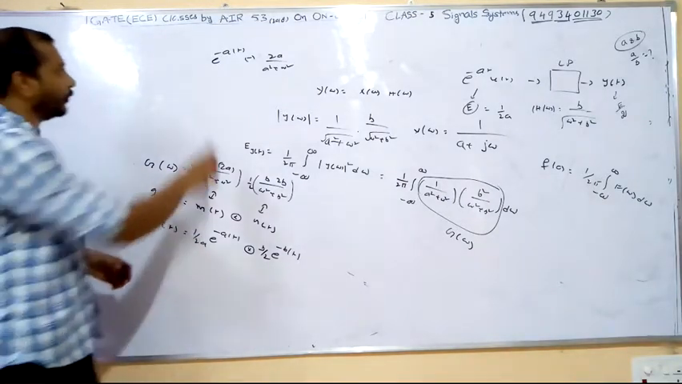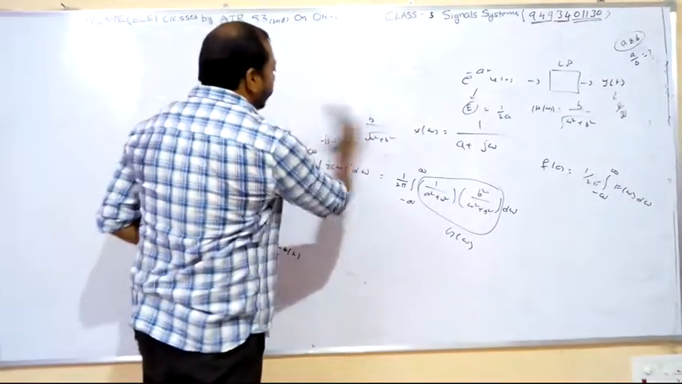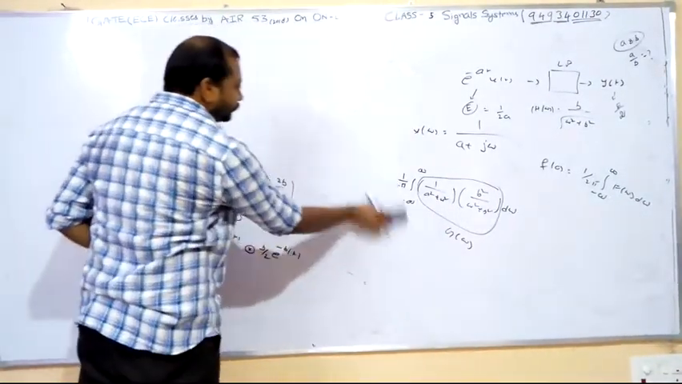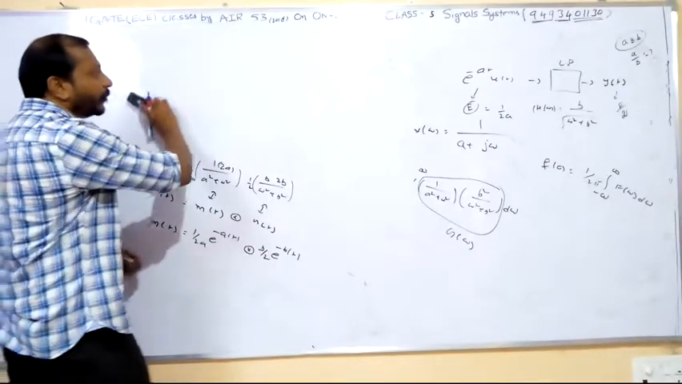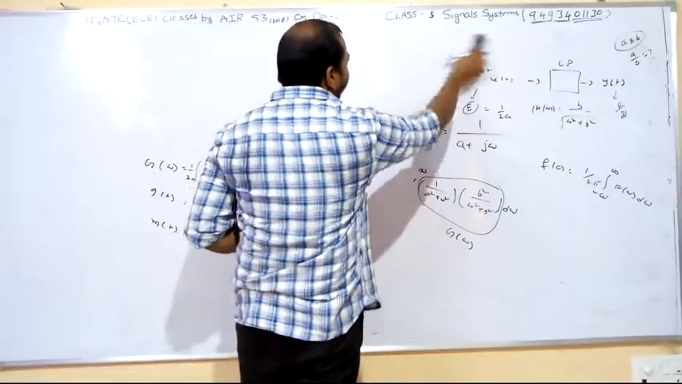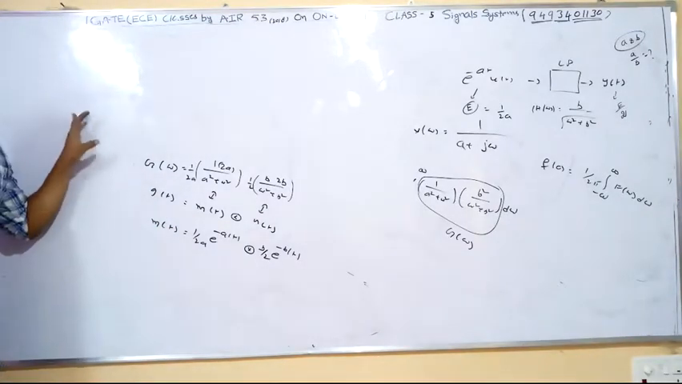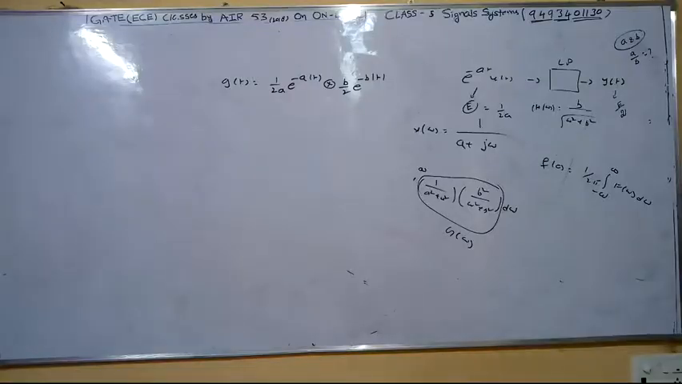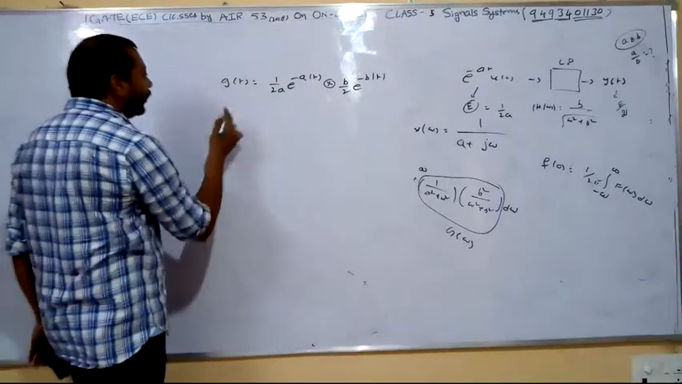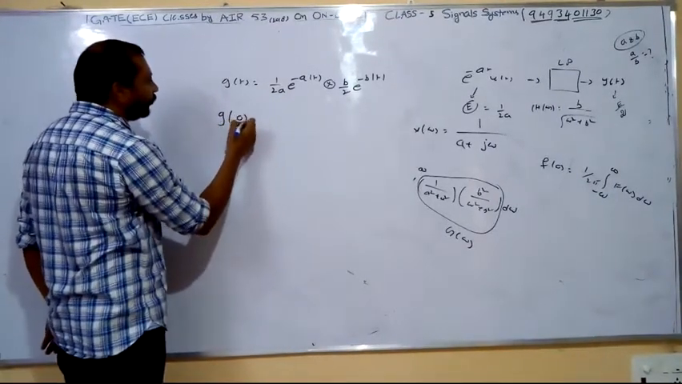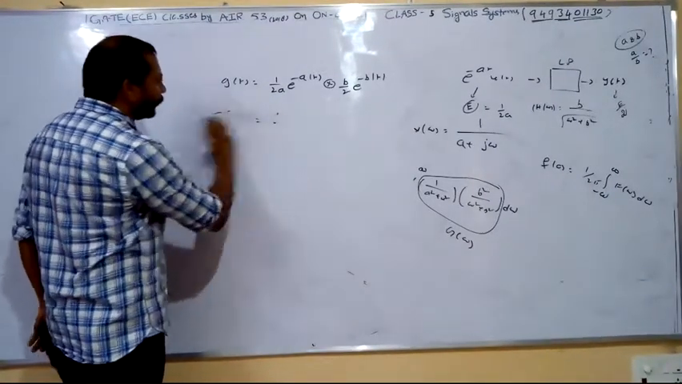How can you do the convolution of this one? Again, these calculations are important. Each and every intermediate calculation is a two marks question. For this question, this g of t is the convolution of these two only. What you want is the g of 0, right?